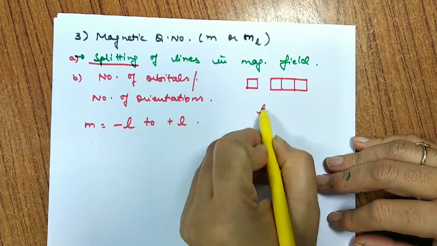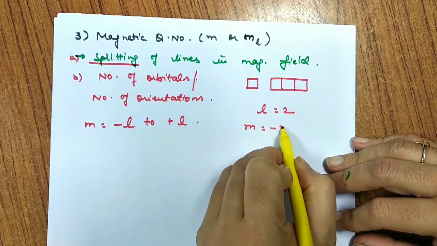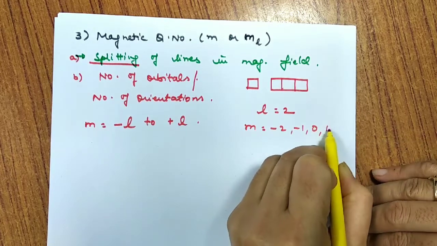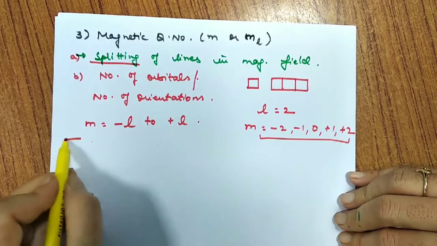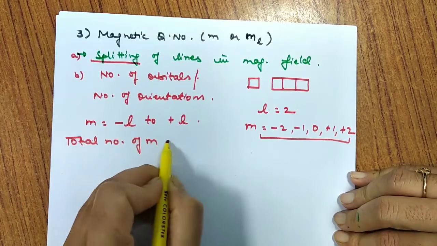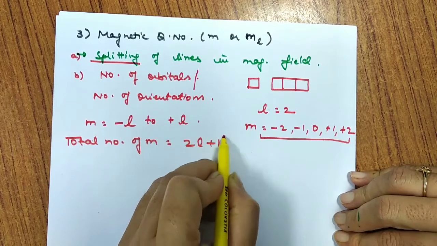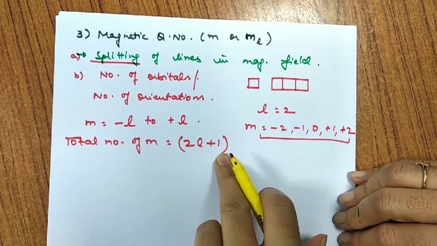Its value always ranges from minus L to plus L. So if L is equal to 2, then the value of M would be minus 2, minus 1, 0, plus 1 and plus 2. How many total values are there? The total number of M values is equal to 2L plus 1. So in the case L is equal to 2, it comes out to be 5.